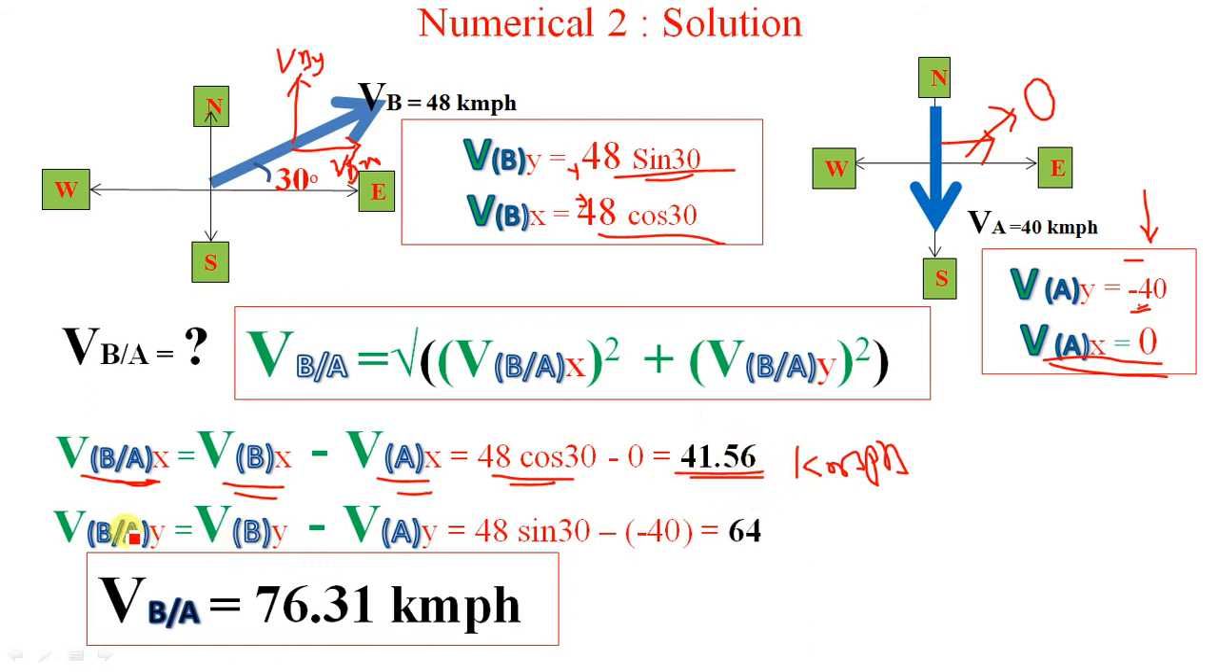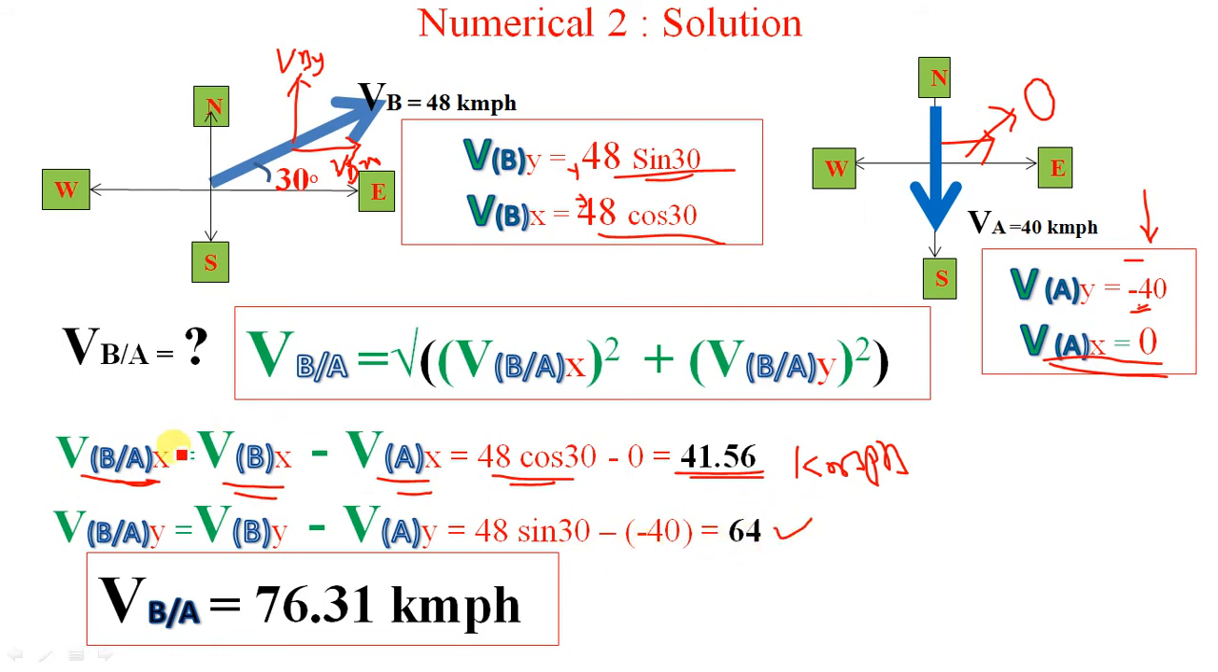Similarly, we have to find the relative velocity of B with respect to A in the y direction, that is VBY minus VAY, that is 48 sin 30 minus minus 40. So minus minus 40 becomes plus, and that comes out to be 64 kmph.